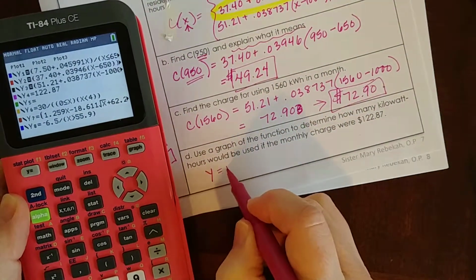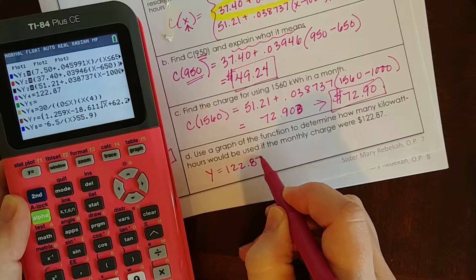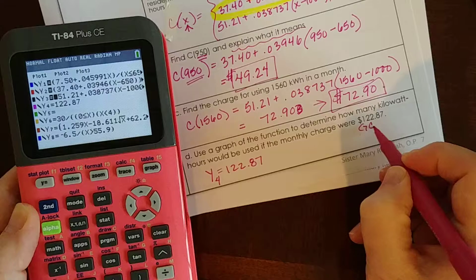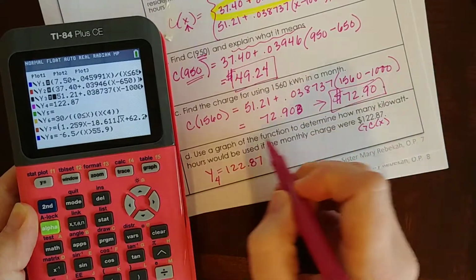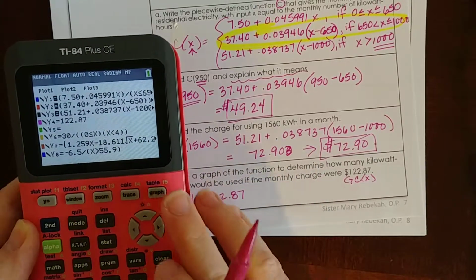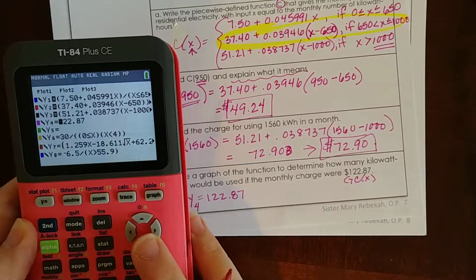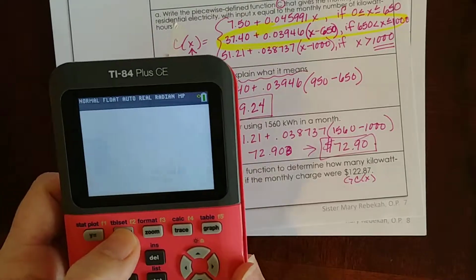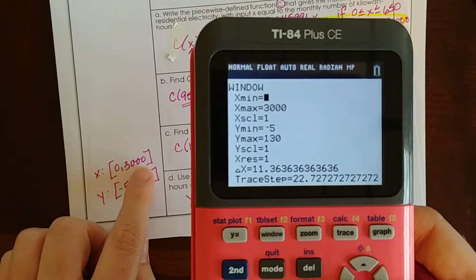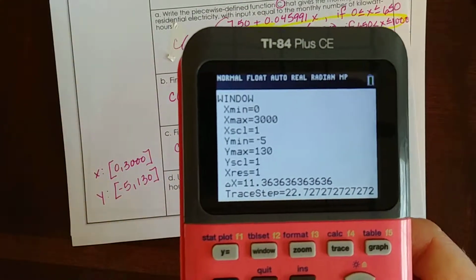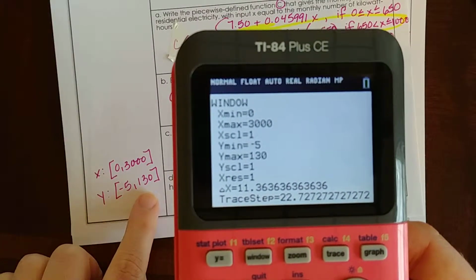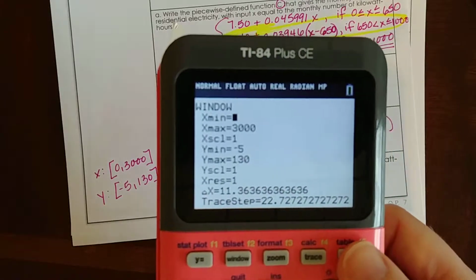y equal 122.87. Okay, we're going to put that into y4 because this is our cost, and what we're trying to figure out is what is our kilowatt hours. Okay, so then we're also going to restrict our window to go from 1 to 3,000 on the x, and then on the y from -5 to 130. All right, let's see what this looks like.